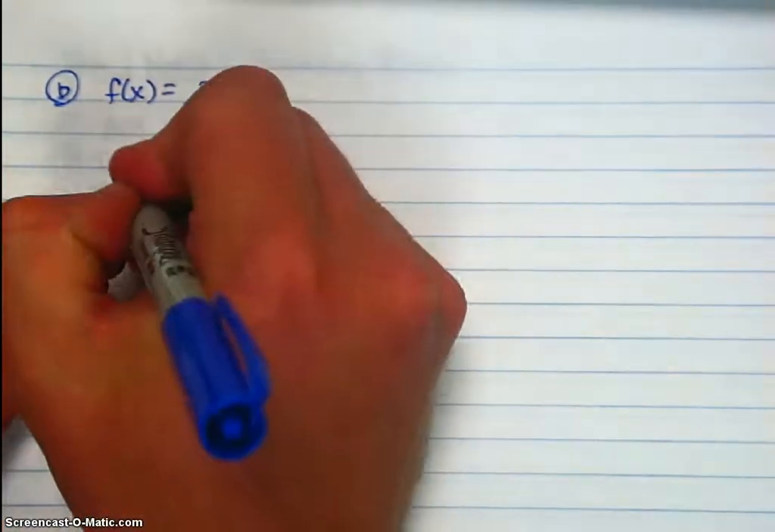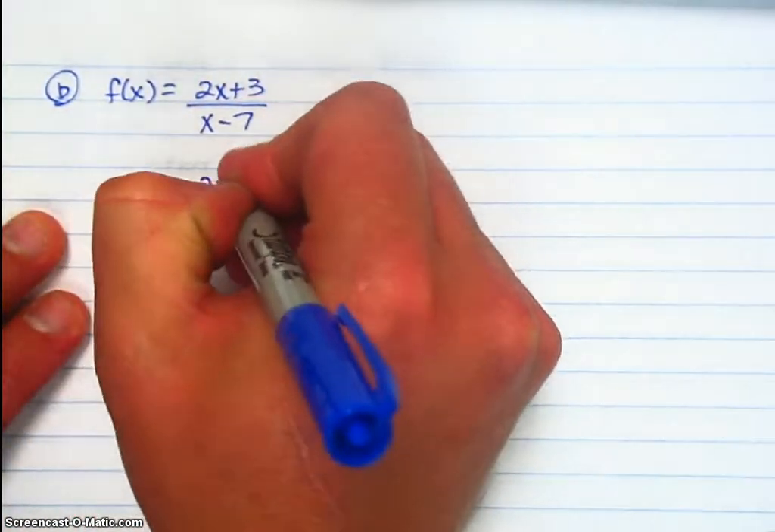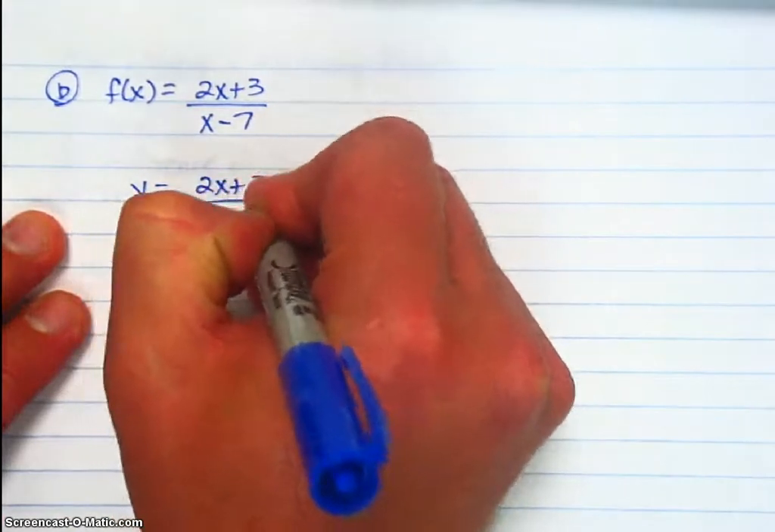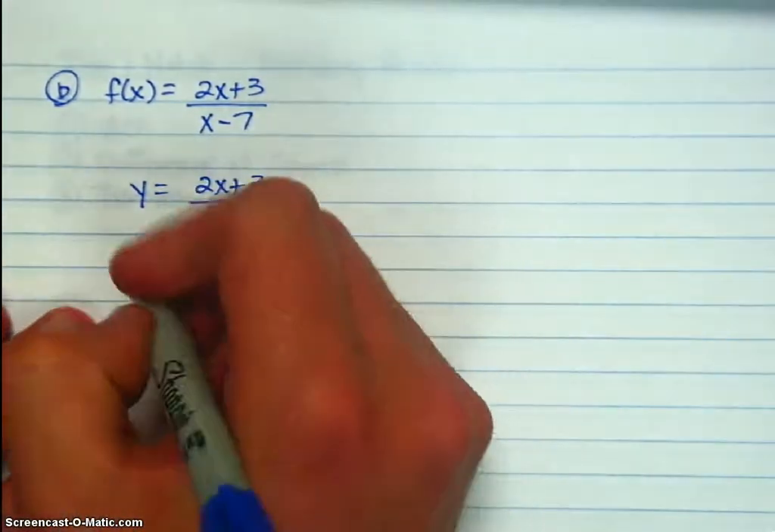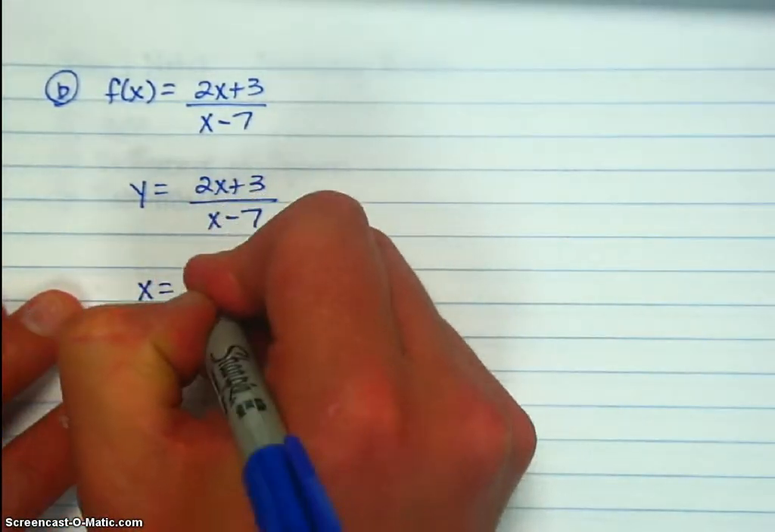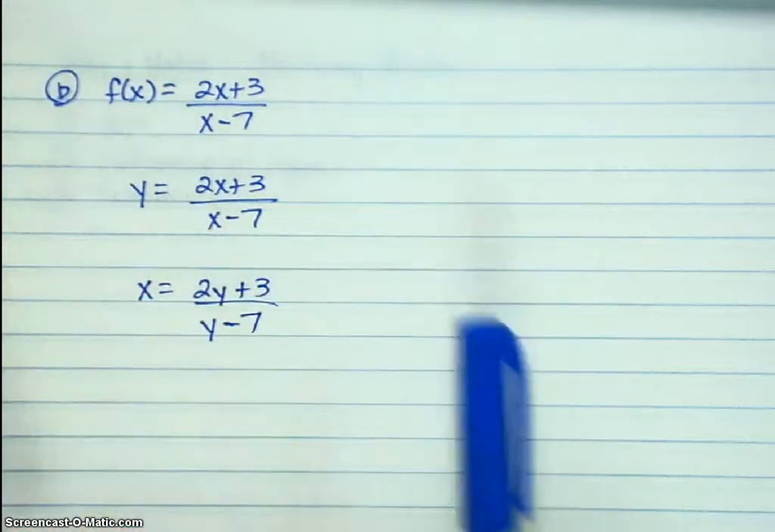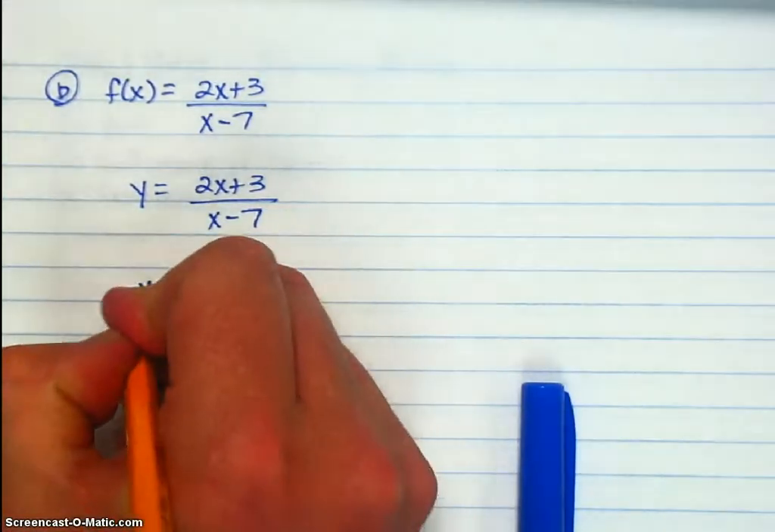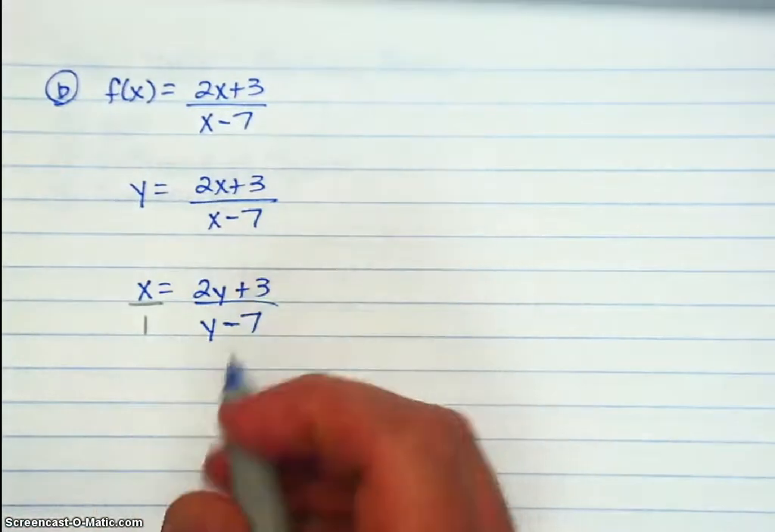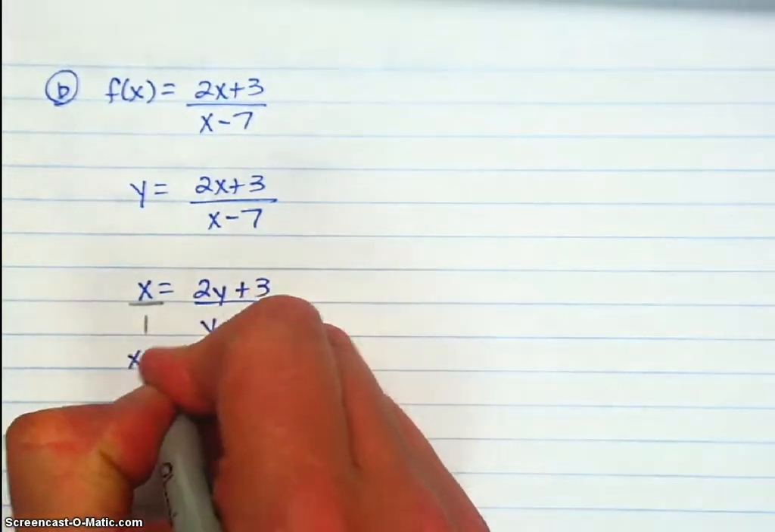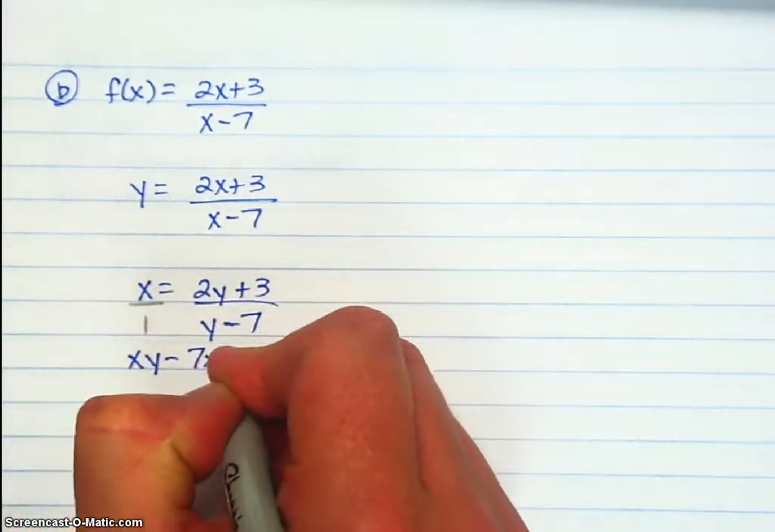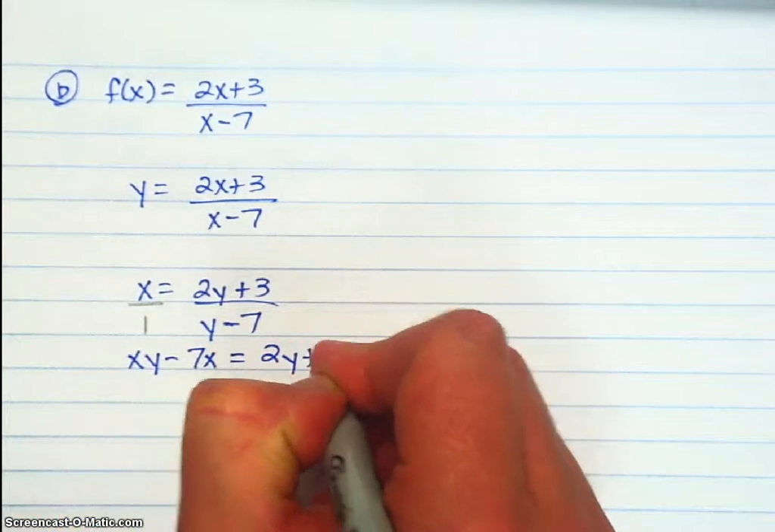All right, so here again, we're going to change this to y equals. We're going to switch x and y. So that becomes 2y plus 3 over y minus 7. All right, and then we're going to put this over 1, and we're going to cross multiply. So I'm going to get xy minus 7x equals 2y plus 3.